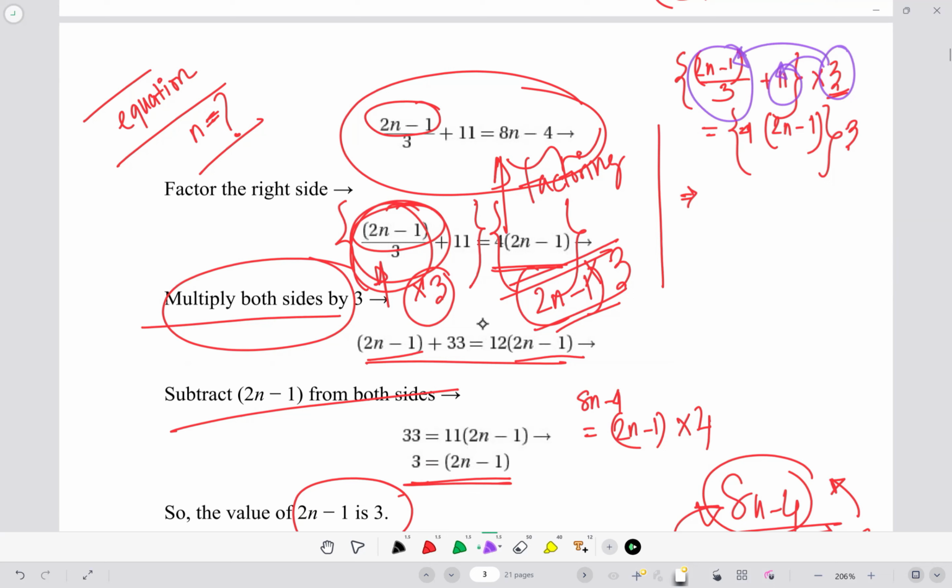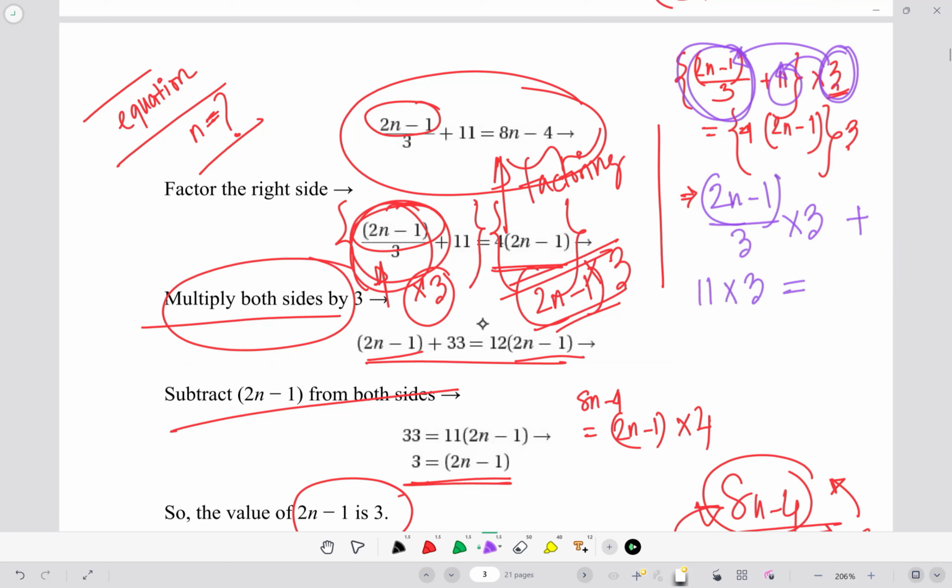Do you understand? If you multiply this term with this term, then this 3 in the denominator and this 3 in the numerator will be cancelled, right? And then what remains? The only thing that remains is 2n minus 1, right? So (2n minus 1) multiplied by 3 plus 11 multiplied by 3.